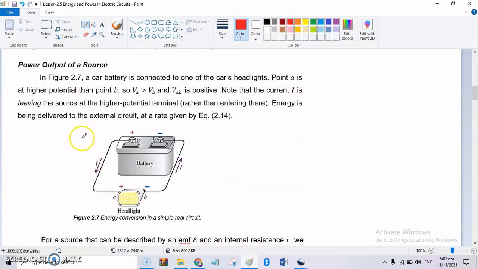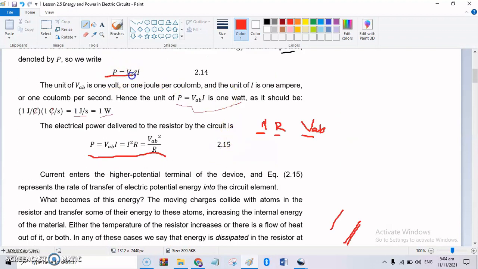Power output of a source. In figure 2.7, a car battery is connected to one of the car's headlights. Point A is at a higher potential than point B. So VA is greater than VB, and VAB is positive. Note that the current I is leaving the source at the higher potential terminal rather than entering there. Energy is being delivered to the external circuit at a rate given by equation 2.14. This one.